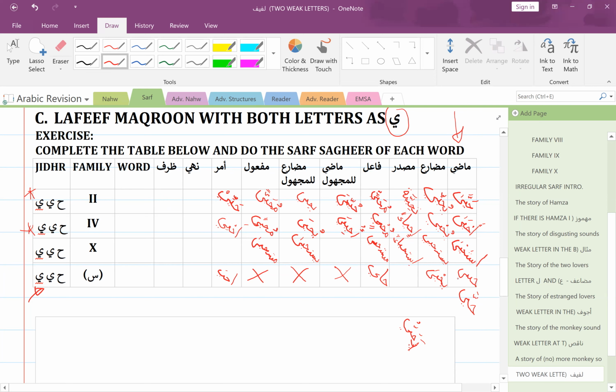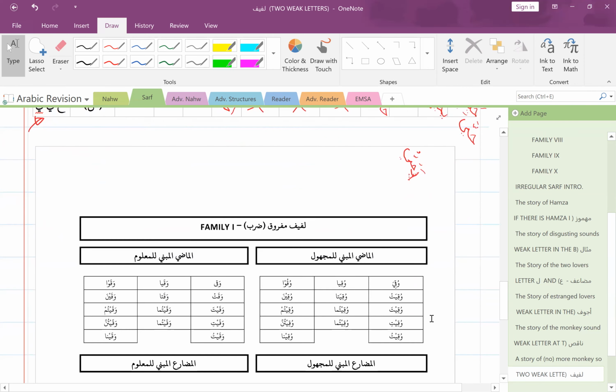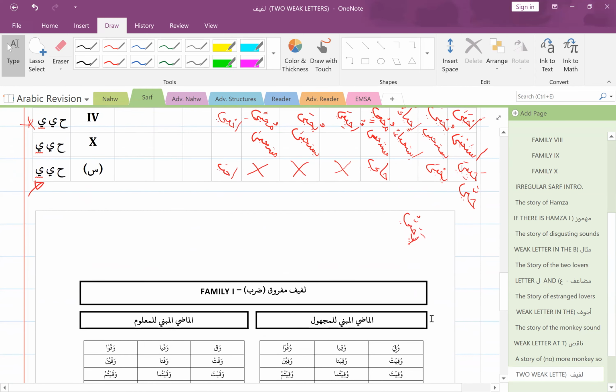Yes, yeah, we made a mistake there. So hayya, because of this complication, that's where they just switch to muda'af. Yeah, so that's kind of what I think happened there. So either you do hayya or you do hayya. And that's basically the end of Lafeef.